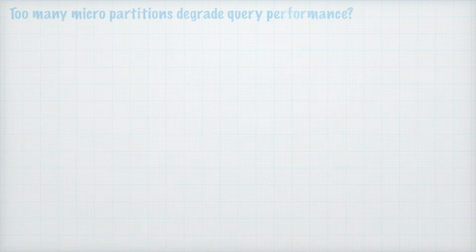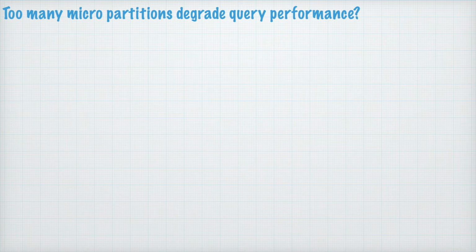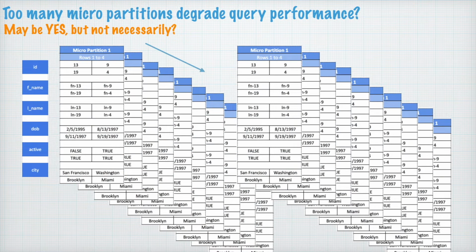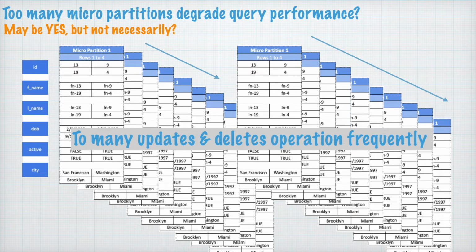So our next question is, do too many micropartitions degrade query performance? Maybe yes, but not necessarily. In use cases like time series data, where you have only append operations and large chunks of data arriving, thousands or even millions of micropartitions are not a problem. However, if you have a table where many DML operations like individual inserts, updates, or deletes are happening, new partitions are created as old micropartitions are completely immutable. Hence, your query may slow down or you may observe performance degradation.